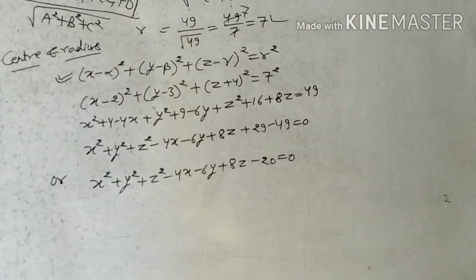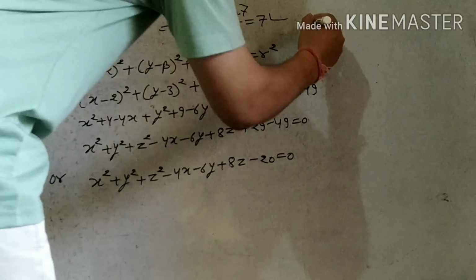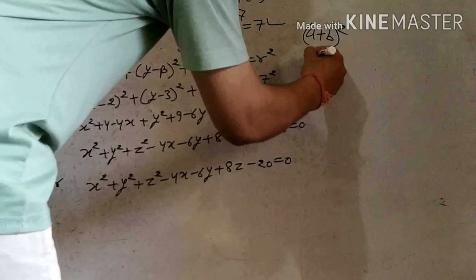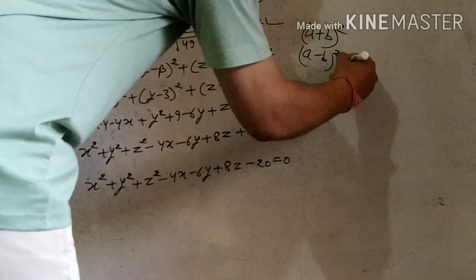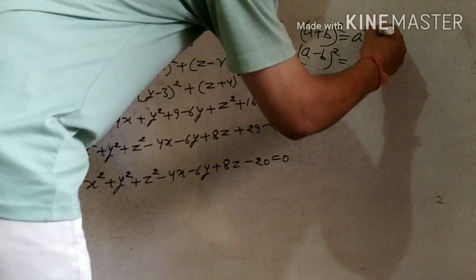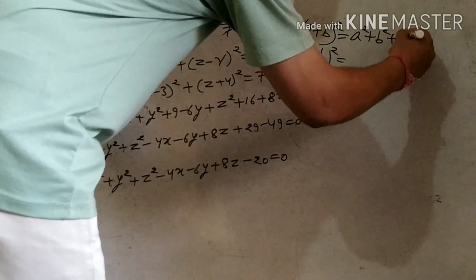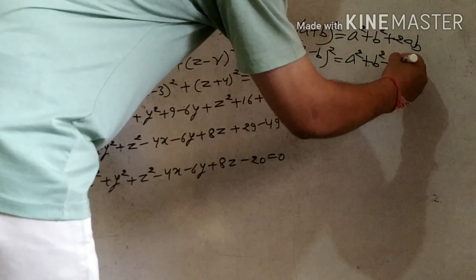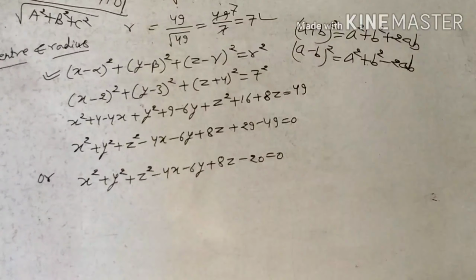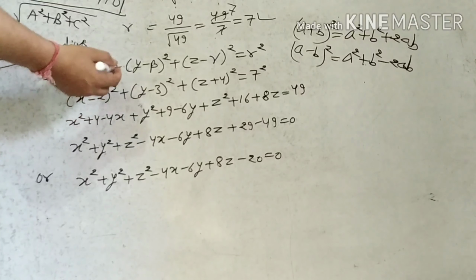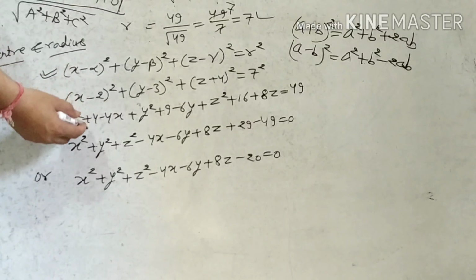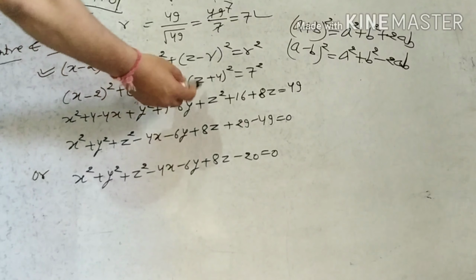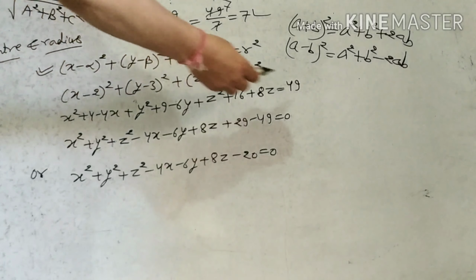So here you have to apply two identities, that is, a plus b whole square and a minus b whole square. And you know both identities: a plus b whole square is a square plus b square plus 2ab, and a minus b whole square is a square plus b square minus 2ab. So on the basis of these two identities, you will simplify it. x minus 2 whole square means x square plus 2 square 4 minus 2ab, 2 into x into 2, 4x. In the same way y minus 3 whole square, z plus 4 whole square, and 7 square is 49.